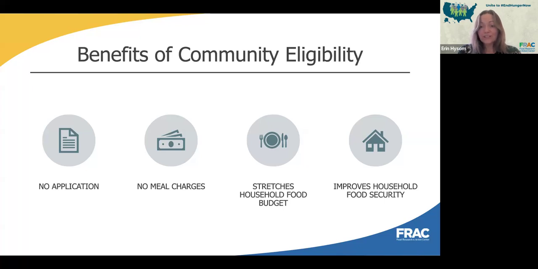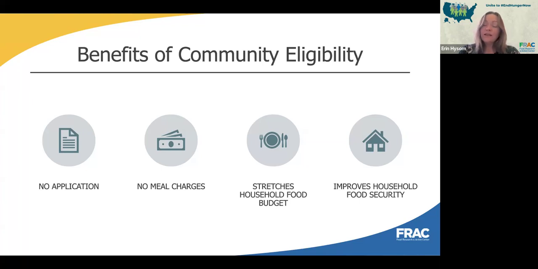This in turn stretches the household food budget. Research shows us that when families live in school districts that participate in the community eligibility provision, household food security is strengthened because parents are able to send their children to school knowing they will get a nutritious school meal, and they're able to stretch that food budget to feed themselves and other members of the household.